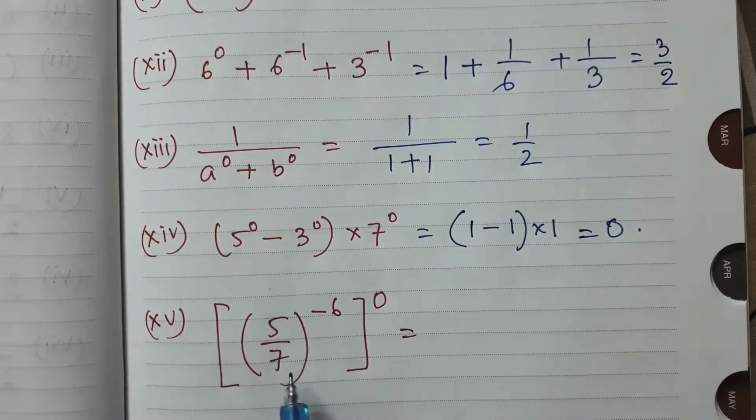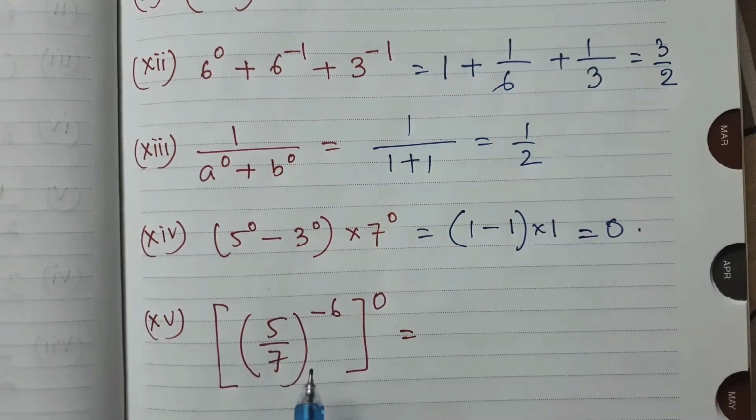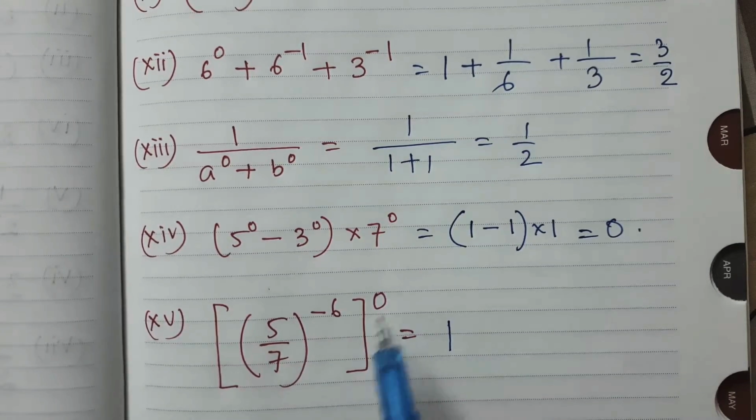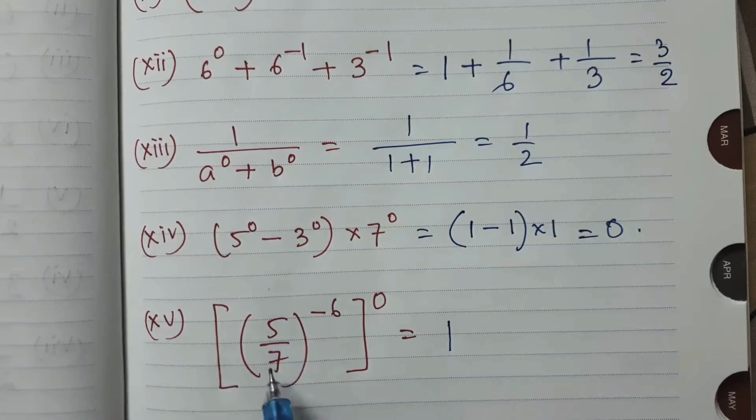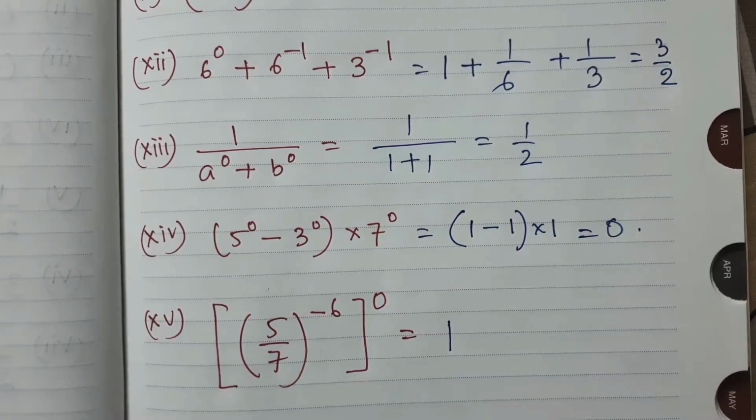This is part 15. Here again it is like part number 11. Anything to the power 0 is always going to be 1. I will not apply any other formula when the exponent is 0. When the exponent is 0, you can straight away write 1. That means I am considering this whole term as one base of this exponent 0. So this is the answer.